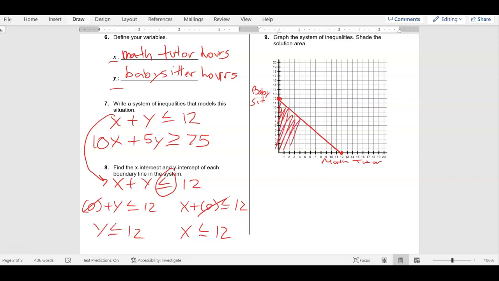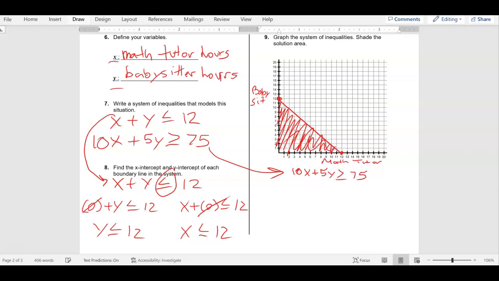And again, this is with one of your colors. Make it look nice. Not perfect, but it's nice. Okay. And then you can get your other inequality going. So here we go. I'm going to rewrite it. 10x plus 5y is greater than or equal to 75.